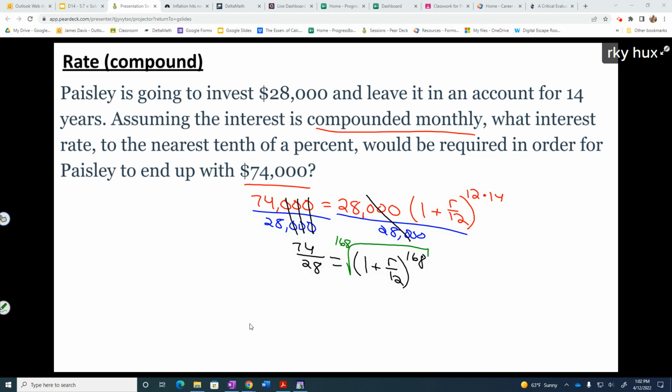168. All right, so when we get to this point, we're going to take the 168th root of both sides. The 168th root? Yeah, it seems kind of crazy, right? 168th root, but it does make sense. We've got a 168th power, so we need to do the opposite of that. And for 168th roots, just make sure when you do this, you do your 168, then the x root. Put it in parentheses with your fraction here. It's a fraction.